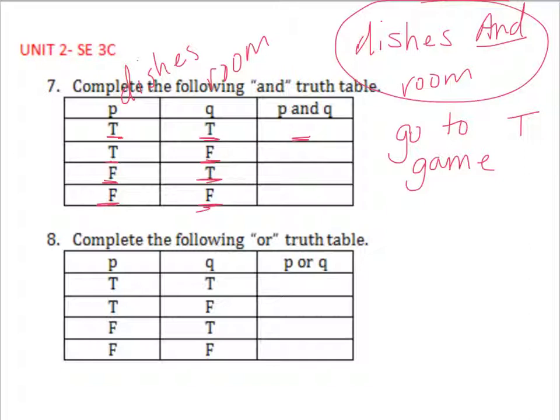Then for the or truth table, it would be dishes or room. So if you clean your room or you do the dishes, then you can go to the game. So again, here's our dishes. Here's our room. So if I tell you if you do dishes or clean your room, you can go to the game. Well, what would happen if you did the dishes and cleaned your room? If you did both, would you be able to go to the game? Did you meet my expectations?